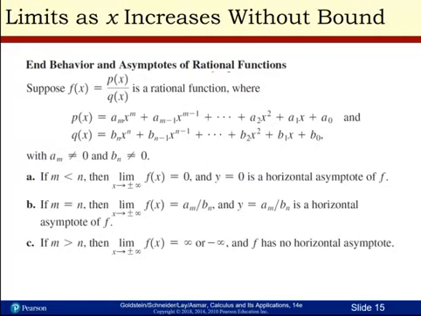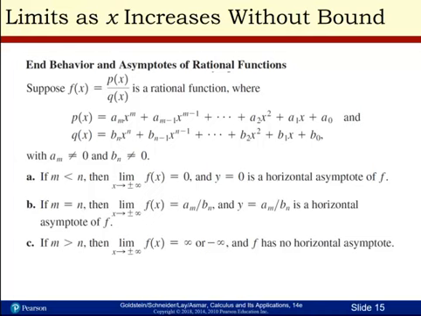Next up, we're going to talk about limits as x increases without bound. In other words, we're talking about the end behavior and asymptotes of rational functions. So let's suppose that we have some f of x equals p of x over q of x, where p of x is some polynomial and q of x is another polynomial. p of x has a degree of m, and q of x has a degree of n.